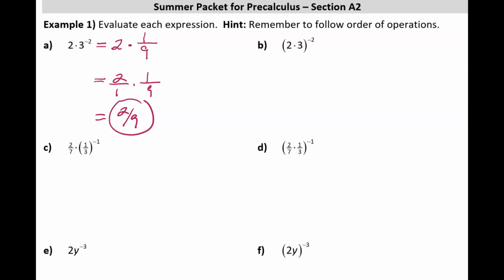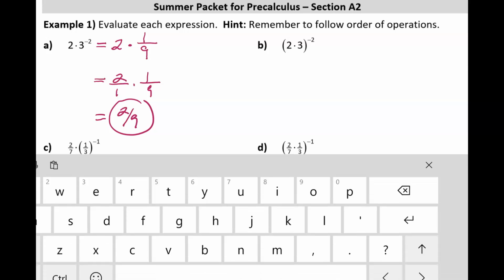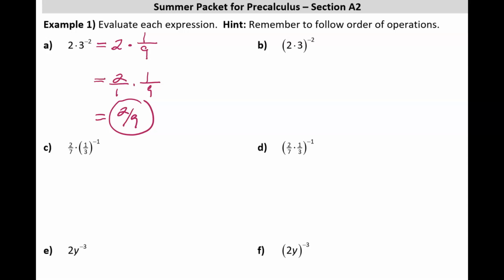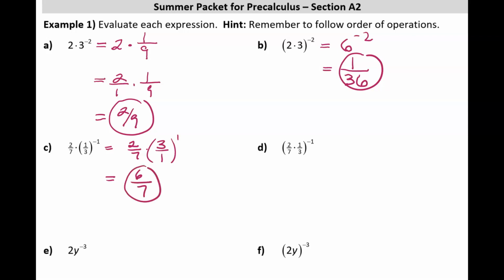In B, we have parentheses, so what's inside of the parentheses needs to be done first. And so 2 times 3 is 6, and then that's raised to the negative 2, and that's 1 over 6 squared, which is 1 over 36. In C, we have a fractional base, so we're going to do the exponent part first. So that will be 3 over 1 raised to the positive 1. And 3 over 1 raised to the positive 1 is just 3 over 1. Now we can just multiply the fractions, and we have 6/7.